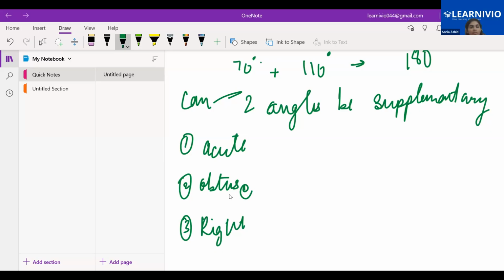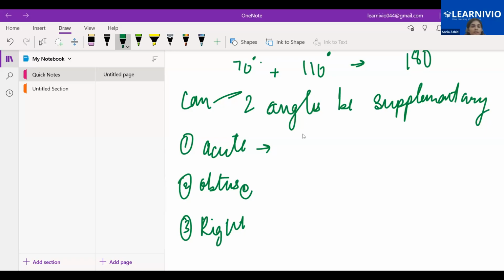Okay. Now tell me one thing. Can two angles be supplementary? Like, can the sum of two angles be 180 degree? Both of them are acute, that means both of them are less than 90. Is it possible? No? Why no? Speak loudly. The answer won't be supplementary.